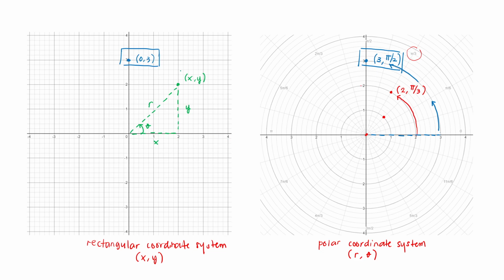Notice that we have incorporated the two systems in one graph. In Desmos, you can choose whether you're going to have a grid like this, rectangular grids, or your radial grids.